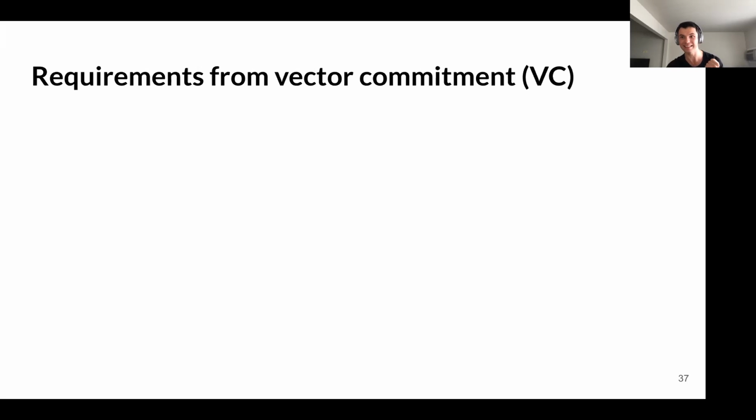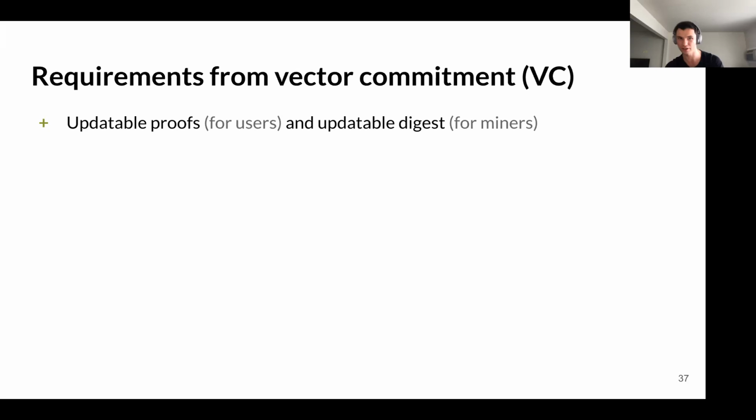What do you need from the VC scheme in order to do the stateless validation? You need updatable proofs because users need to process these transactions to update their own proofs in case, let's say, there's an attack on proof serving nodes and you can't fetch your proof from them. And you need updatable digests because a miner has to do that transition from D to D prime by applying the changes in the transactions that they processed.